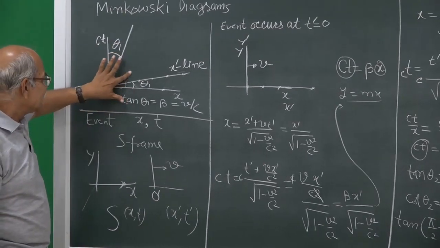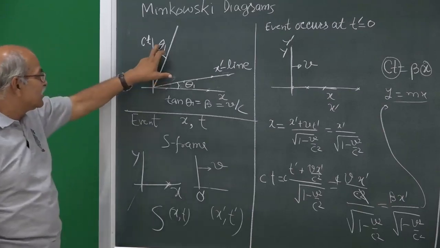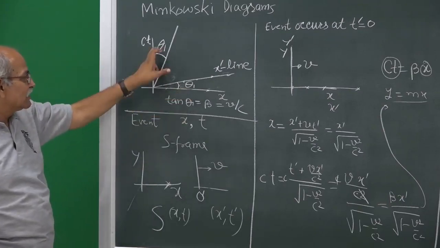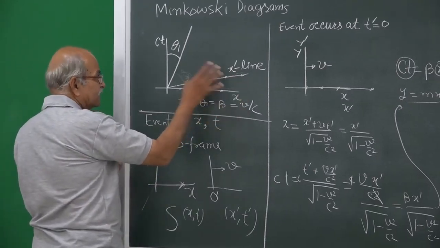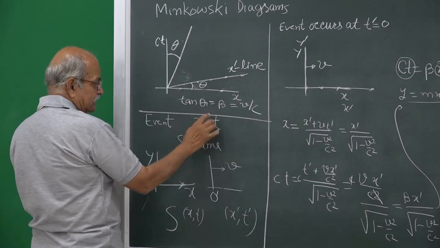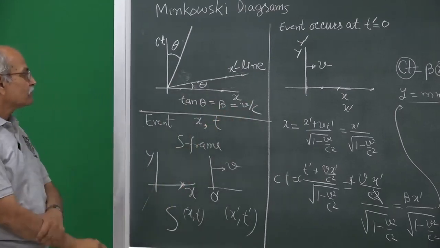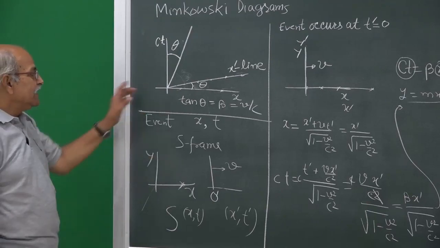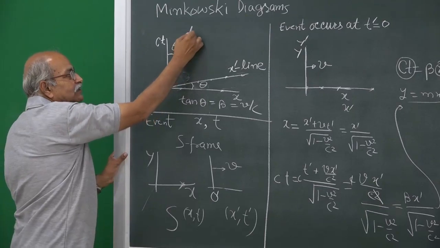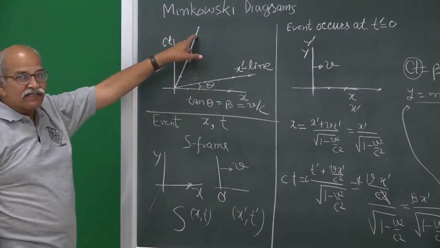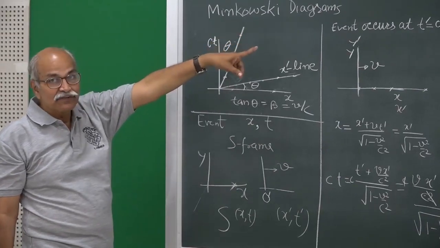So, this line which I am drawing now makes an angle, same theta 1 here, same theta 1 here. So, I can drop this 1, I can write just theta here and theta here, and this is tan theta. Tan theta is beta, which is V by C. Now, any point on this will represent an event for which x prime is equal to 0.